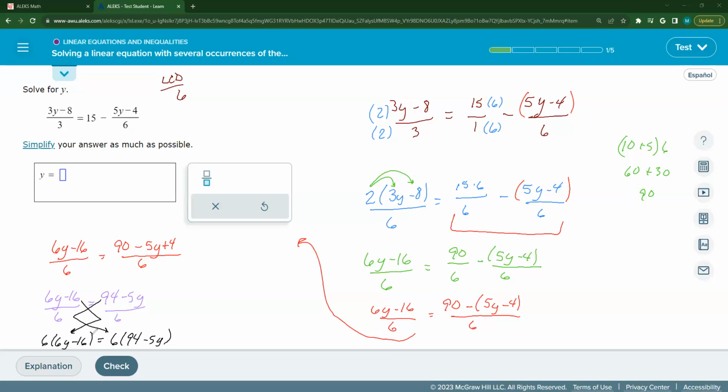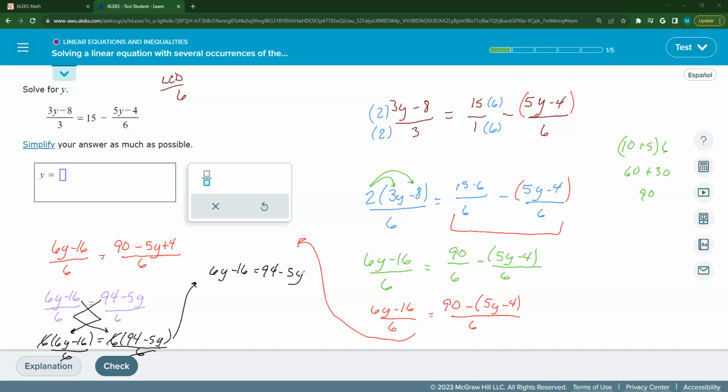Now, both sides of that equation have a times 6. So rather than distributing, I'm going to divide both sides by 6 because that's the opposite of multiplying. This one cancels with this. This one cancels with this, and I have 6y minus 16 equals 94 plus 5y minus 5y. Got ahead of myself. Don't trust me with those minuses. Okay, so minus 5y.